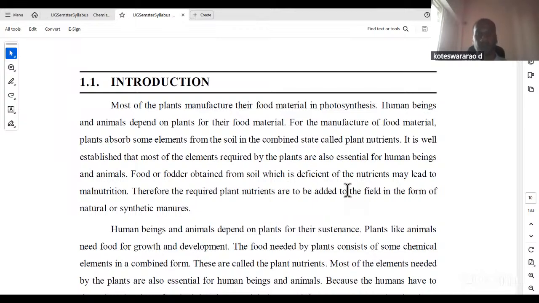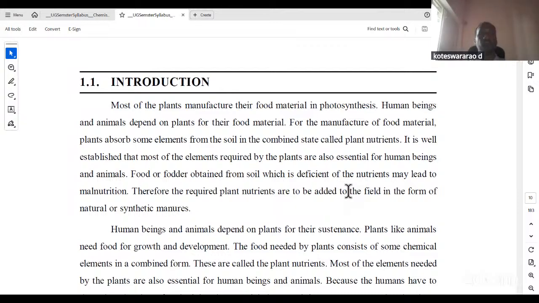How? Animals and human beings depend on plants for food, because whatever elements are absorbed by the plant from the atmosphere and soil can be incorporated in the food synthesized by the plant in photosynthesis. That can be consumed by human beings and animals, and the same will be transferred to or gained by these living beings and utilized in their metabolic processes and biological functions to sustain.